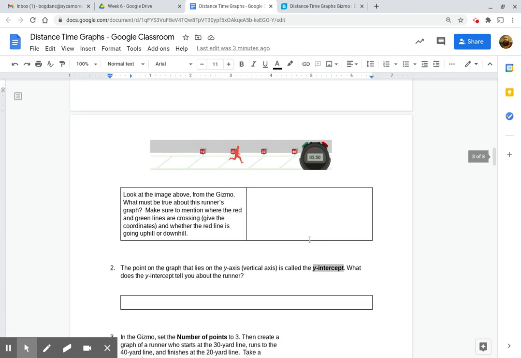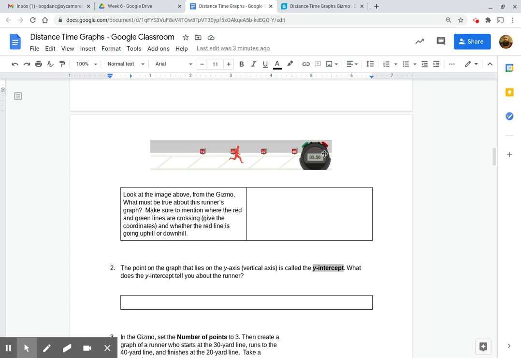All right. For this question, look at this image. What must be true about the runner's graph? So this is kind of going the opposite. Here we have to look at here and predict what the graph is going to look like. Make sure to mention where the red and green lines are crossing. We have to give coordinates and whether the red line is going uphill or downhill.